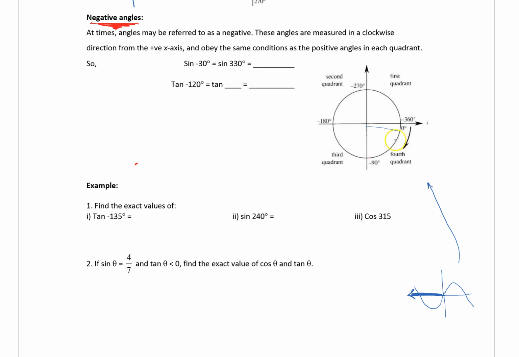As you can see, progressing around, I get to negative 90 down here. Progressing around, I would then get to negative 180, and continuing in a clockwise direction, not anti, but in a clockwise direction this time, up here at negative 270 and around to negative 360. Now, it's just a different way of naming the angles.